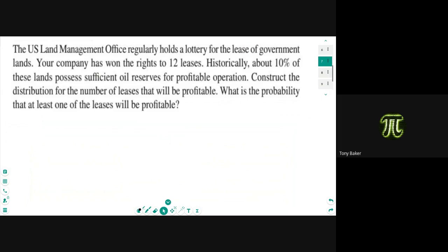Okay. So we're not going to construct the probability distribution, we just did that one. What's the probability that at least one of the leases will be profitable? So what are the three pieces of information that I need to know? Somebody else. What are the three things that I need to know for these problems?